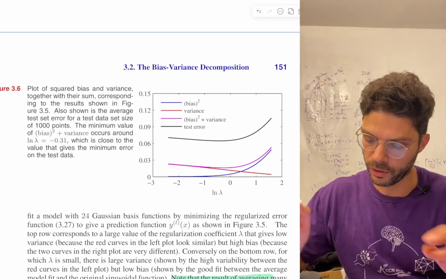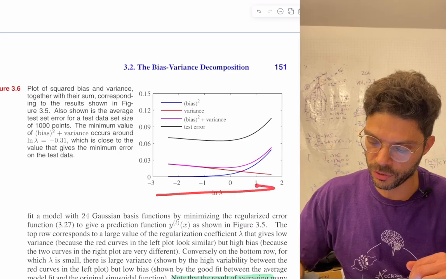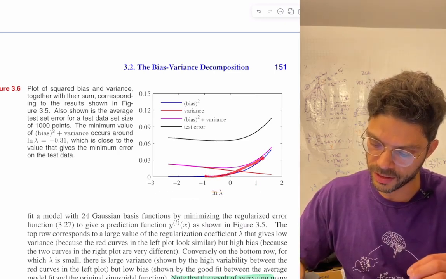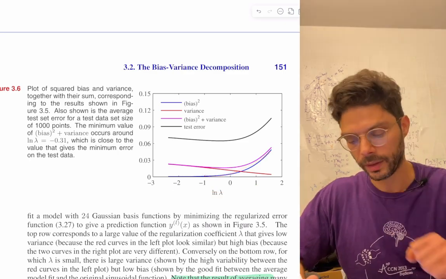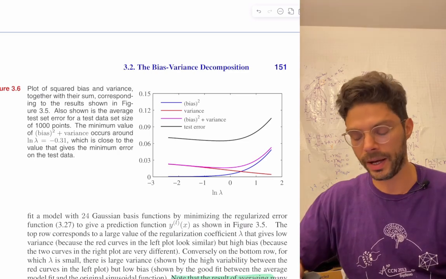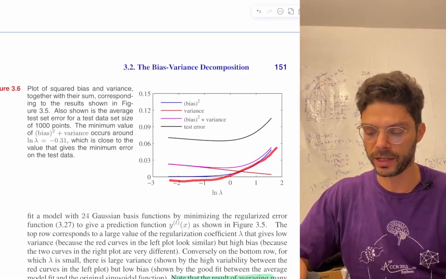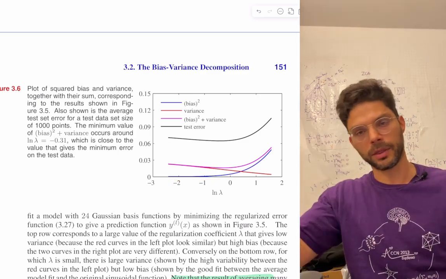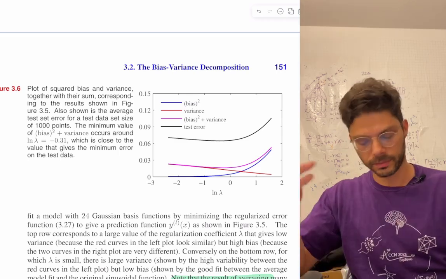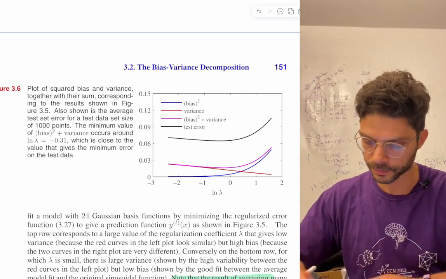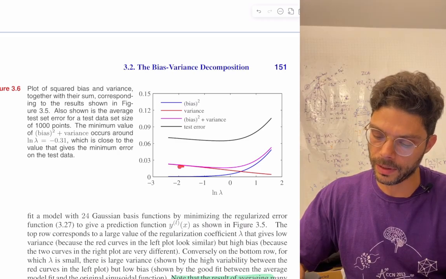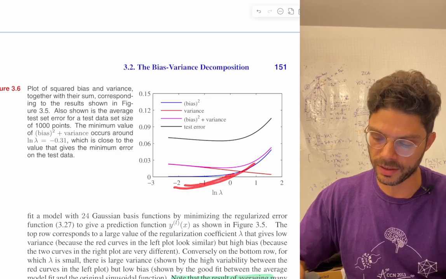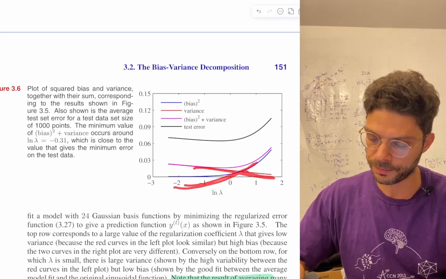So what are things to notice? As we go this way, regularization is increasing. So notice that the bias is increasing, right? At low regularization, there was no bias. As we increase the regularization, we start moving away from those nth order polynomials to more simple models, for example. So as we increase regularization, the bias is increasing, but the variance is decreasing.